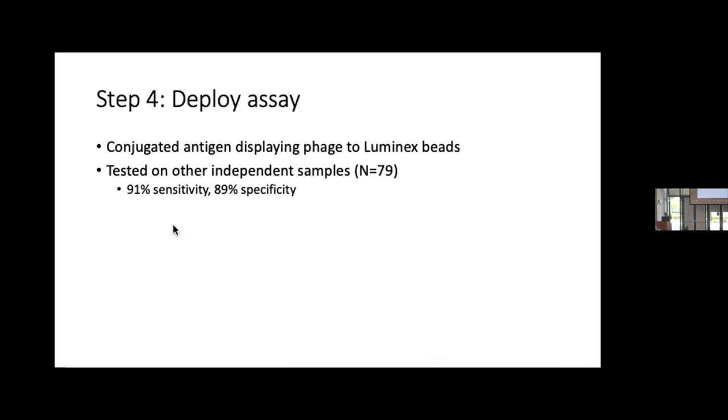What we did was we took our phage displaying peptides, conjugated them to spectrally encoded Luminex beads, and implemented it as a Luminex assay. We then tested this on other samples that didn't go into the generation of the peptide set, and found that our performance was actually pretty good. Our sensitivity was 91%, and our specificity was 89%. And this was all done literally in a span of 2 months, and it was a pretty intense bit of work, but we thought that we had a great team, and we got it done.